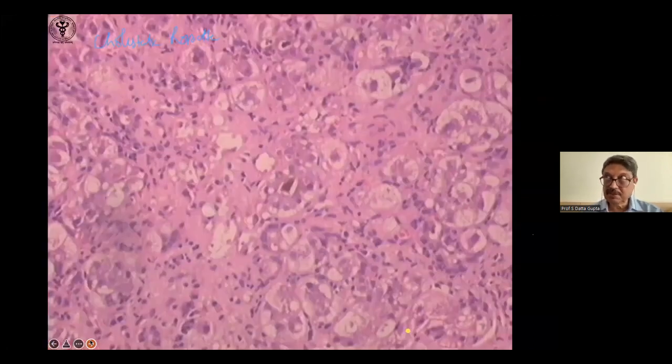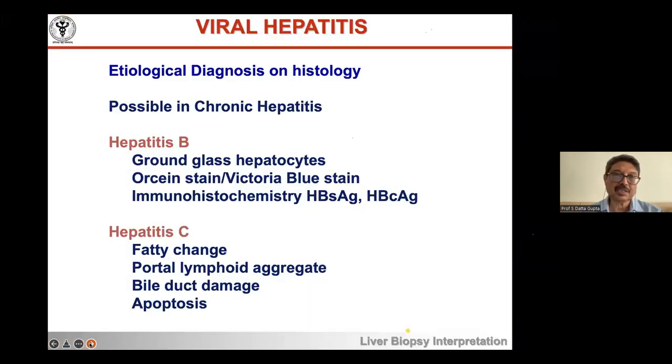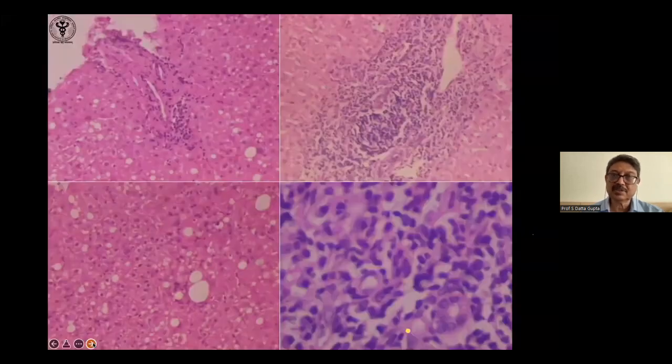Do you get fibrosis in acute hepatitis? No. The exception is fibrosing cholestatic hepatitis, which is seen in immunocompromised individuals, post-transplant, HIV, and so on. This is acute hepatitis with a lot of fibrosis. Okay, fibrosing cholestatic hepatitis. Okay. Can you identify the etiology? Yes, hepatitis B definitely. Hepatitis C if there's fatty change, portal lymphoid aggregate, and so on. Okay, so this will be hepatitis C.